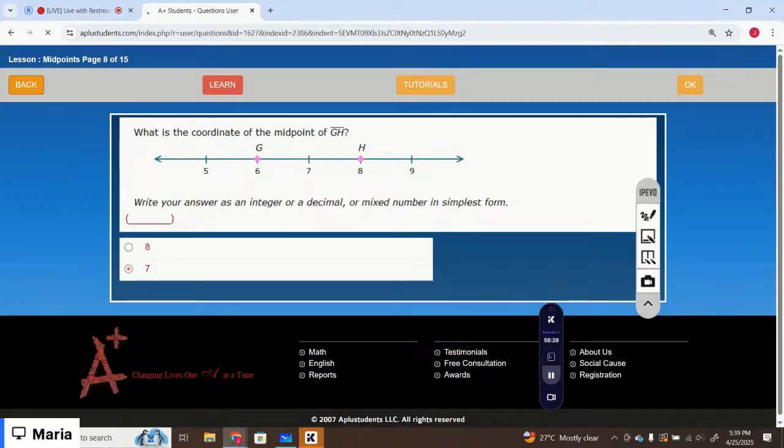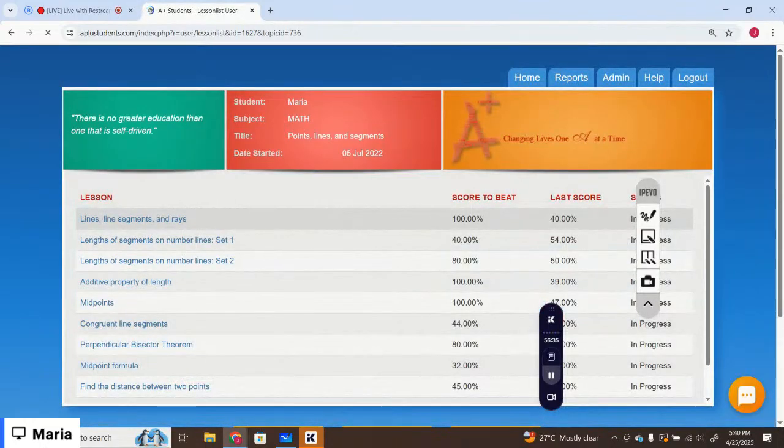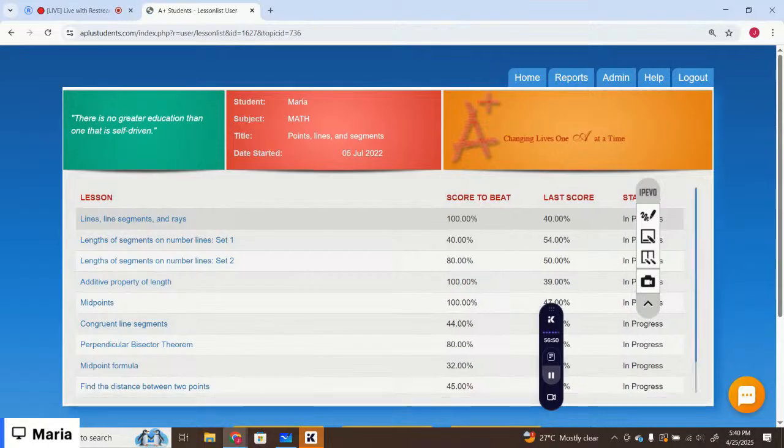So we were working on grade 10 math. The chapter we were working on is points, lines, and segments. The lessons we have covered today are line, segments, and rays, length of segments on number line segment, additive property of length, and midpoints.